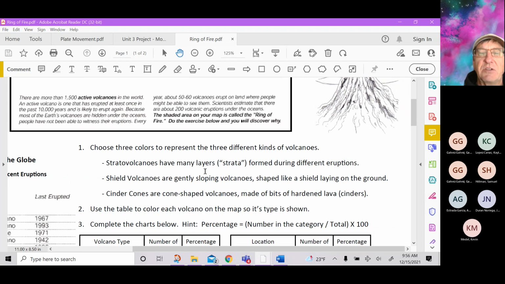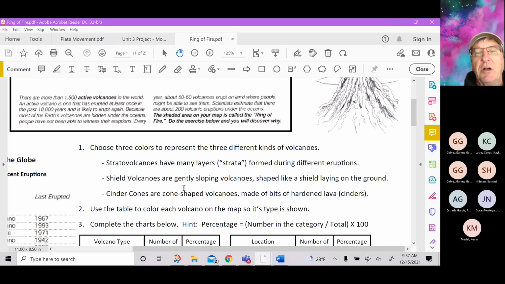Stratovolcanoes have many layers. The word strata means layers. And these form during different kinds of eruptions. So maybe one time it erupted lava and made a layer of lava. And then the next eruption was ash, and the ash covered the lava. So we have a new layer. Then it made another layer of lava. Then it had what we call a mud flow, which covered that older lava. So we have these multiple layers in stratovolcanoes. They generally grow really big.